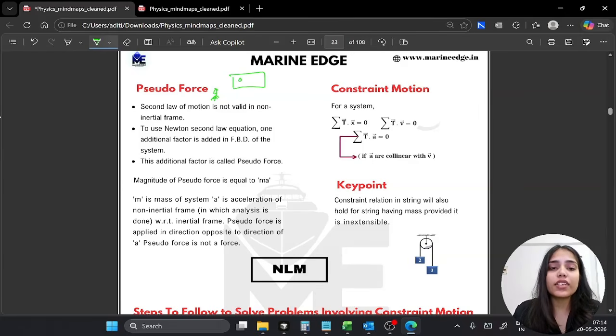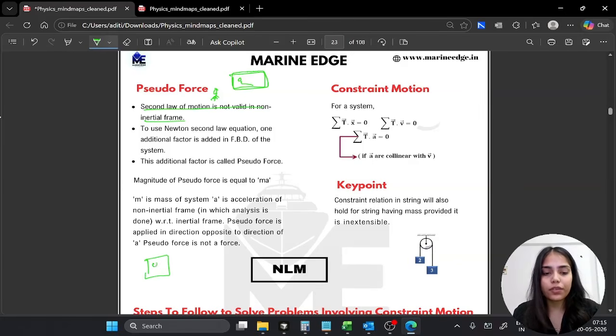But when you're sitting inside a car, even if you are at rest, the car is in motion. So even if the person inside it is at rest, the frame itself is moving. Whether the person moves or whether his state of rest remains the same does not depend upon whether a force is applied on the person. So the second law is not valid in a non-inertial frame. If a frame itself is in motion, we apply a pseudo force to it.